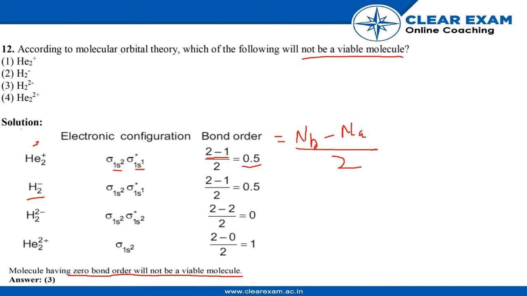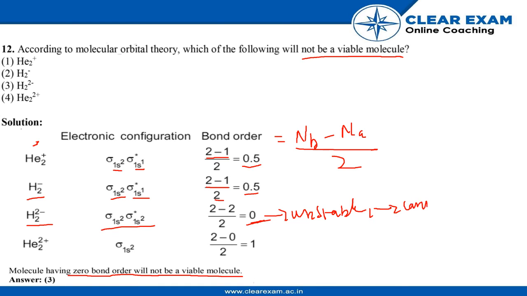So for helium He2 plus, it is sigma 1s2 and sigma star 1s1, which is 2 minus 1 by 2 is equal to 0.5. For hydrogen H2 minus, it is sigma 1s2 and sigma star 1s1, so it is 2 minus 1 by 2 is equal to 0.5.